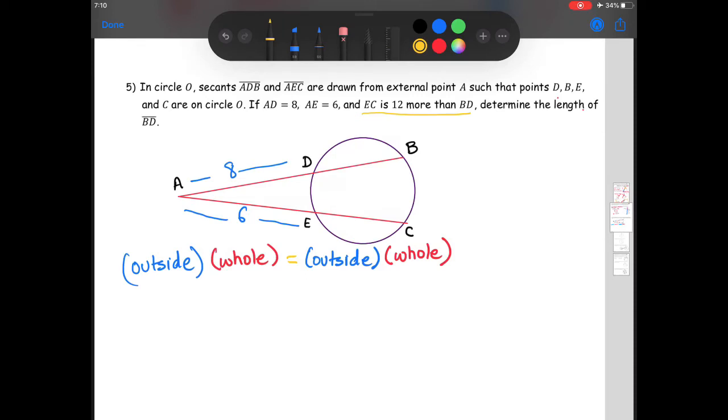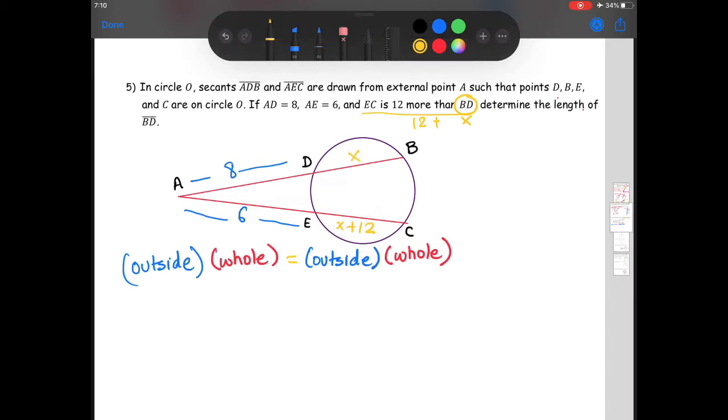Anytime you're given a word problem like this, always start from the back. So let's say BD is what? Let's call BD x. More than means what operation? Plus 12. So EC is going to be 12 plus x. So I know my EC is going to be x plus 12 or 12 plus x. I can call it anything, right? So EC is that. I know BD, I already called it to be x.